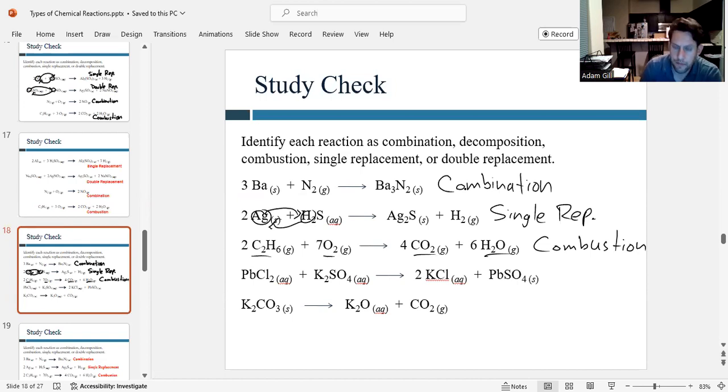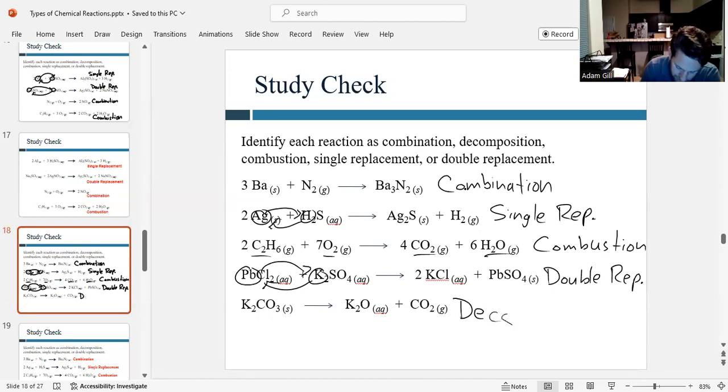This next one, lead and potassium are trading places. And so we have two compounds making two new compounds. So that's a double replacement. And the last one, we have K2CO3 breaking apart into two different compounds. So that's got to be a decomposition.